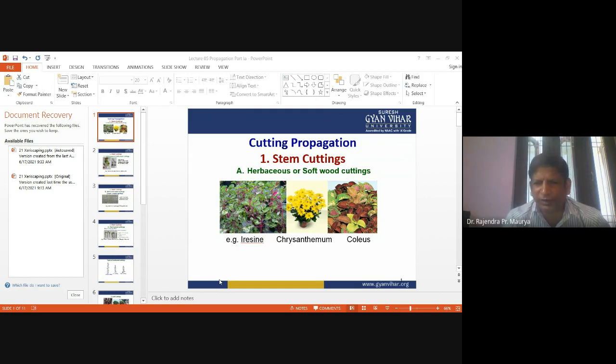In cutting propagation, we can divide into different parts like stem cutting propagation, leaf cutting, leaf bud cutting, or root cuttings. First we will discuss stem cutting propagation. Stem cutting propagations are of four types: herbaceous cuttings, softwood cuttings, semi-hardwood cuttings, or hardwood cuttings.